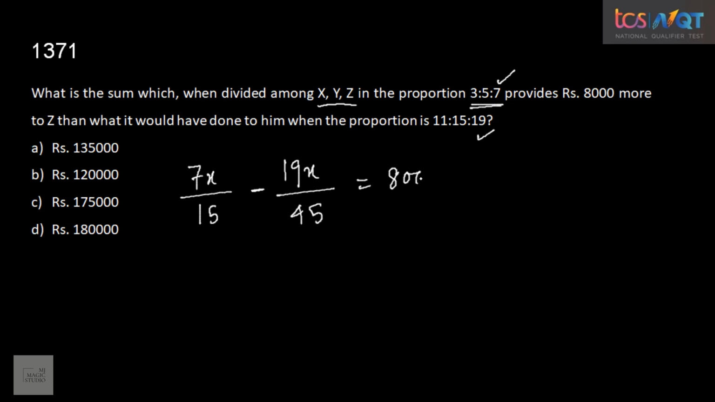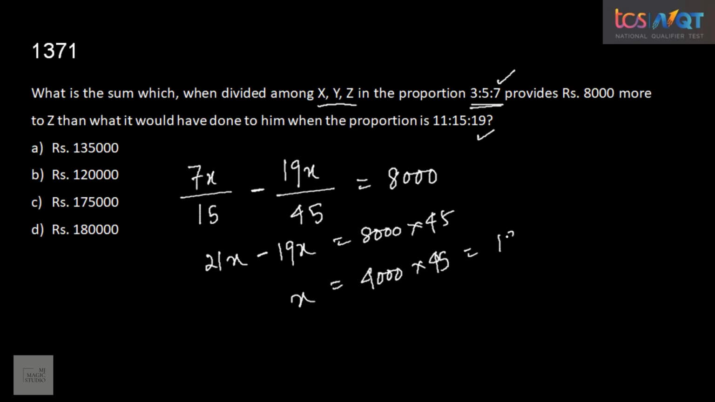Now this difference is equal to 8000. If we solve this, we will find the value of x. Let's multiply by 45. 21x minus 19x equals 8000 into 45. So x is 4000 into 45, that is 1,80,000 rupees, which is the sum, and that is in option D.